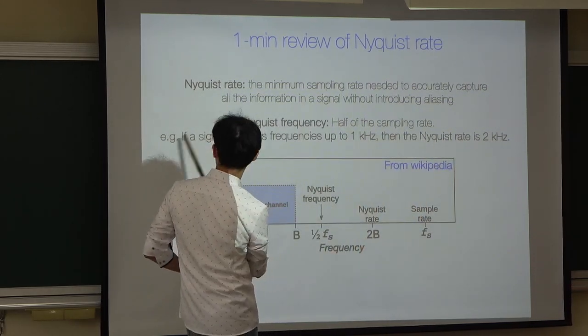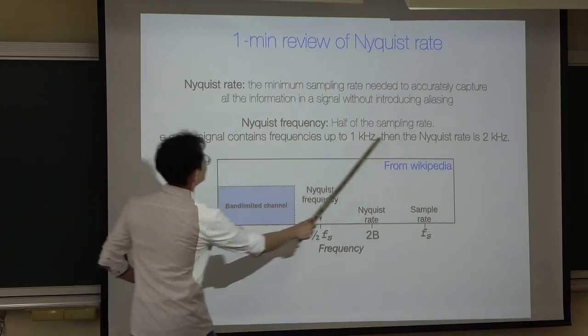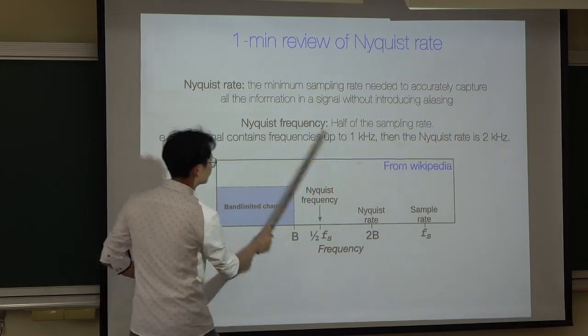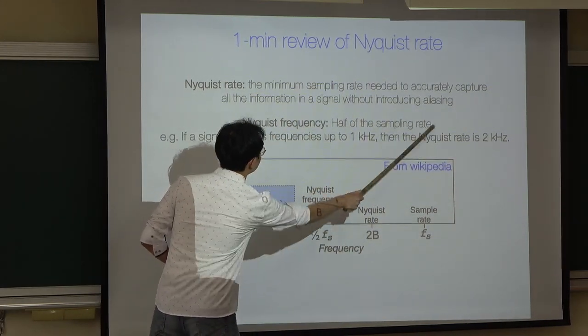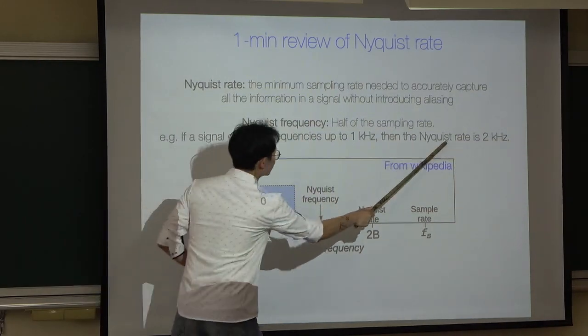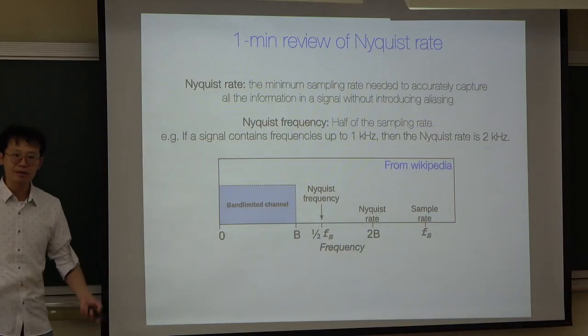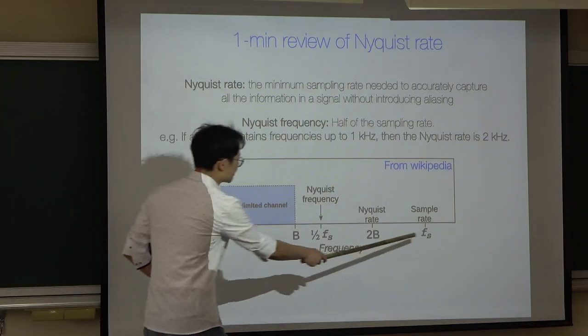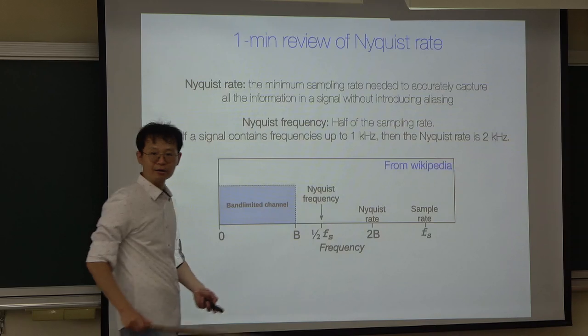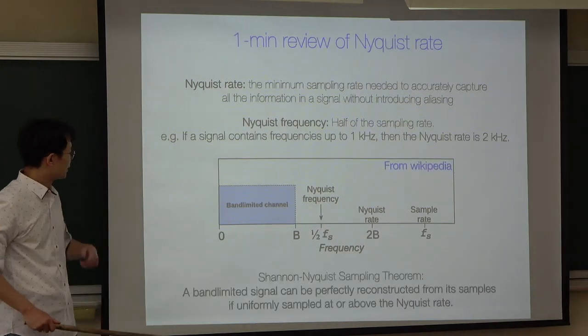This example should be put here, not here. We're talking about Nyquist frequency here, but this is about Nyquist rate. But anyway, you can see there are 4 numbers, and they are related by half, double, and so on.